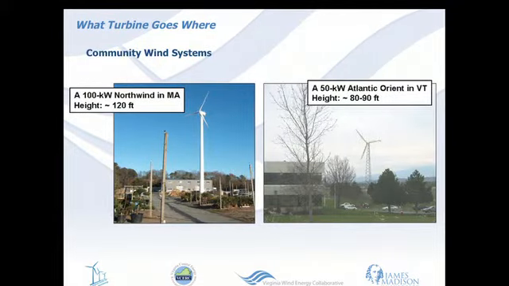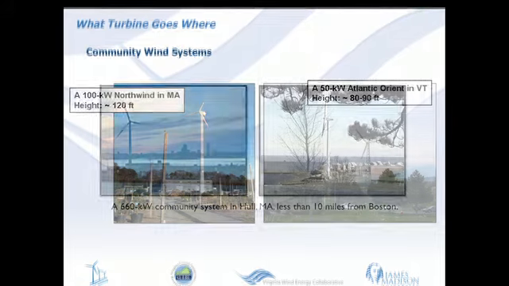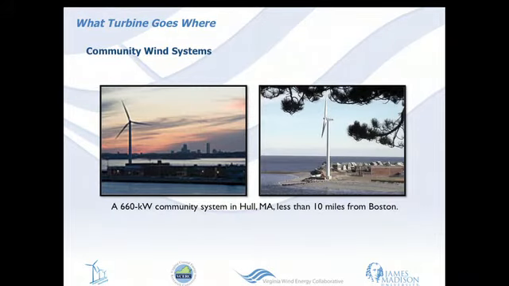And community wind systems are sort of similar, but the next stage up. These are often the systems where you're going to see maybe only 1, 2, 3 turbines at most, generally still only 1, but they are generally quite a bit larger because they're looking at using the electricity for more than just one building. So these are just some examples, a 100 kilowatt system in Massachusetts and a 50 kilowatt system in Vermont. And another example of a community wind system in Hull, Massachusetts, a 660 kilowatt machine, and that's next to the town's high school, actually. That building right next to it is actually a high school.